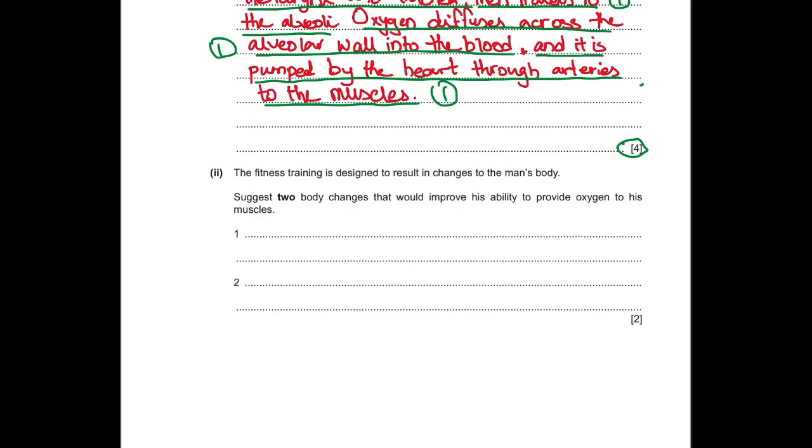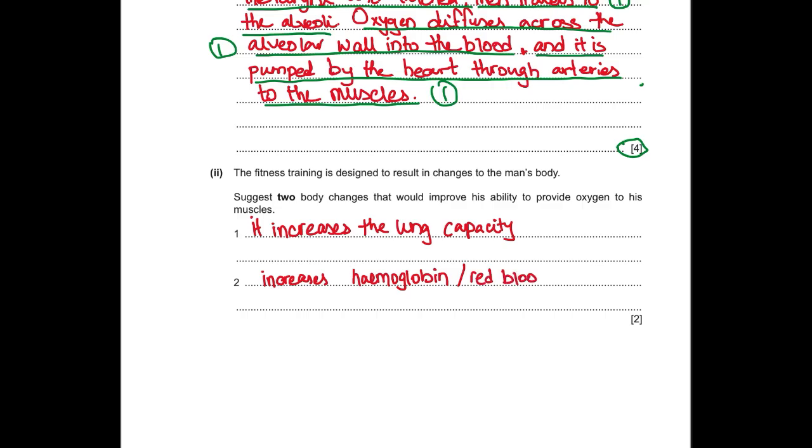The fitness training is designed to result in changes to the man's body. State 2 body changes that would improve his ability to provide oxygen to his muscles. So firstly, it increases the lung capacity, and you can also write that it improves the blood supply to our heart muscles, so that cardiac muscles are able to pump more blood in each cardiac cycle. You can write any of these points.